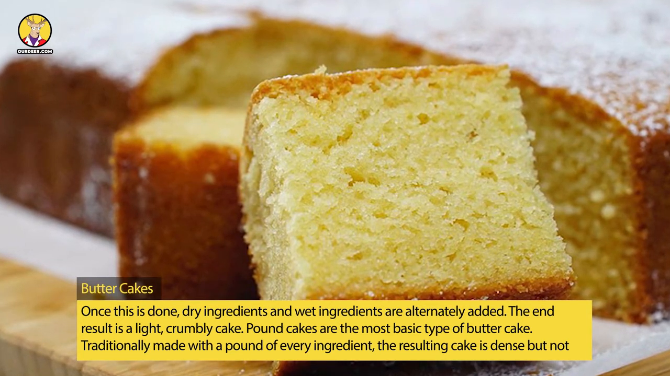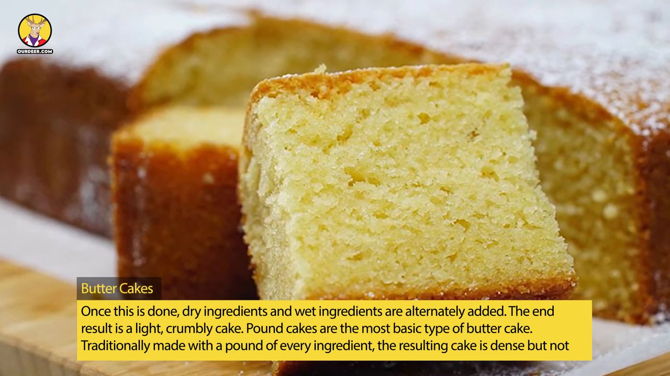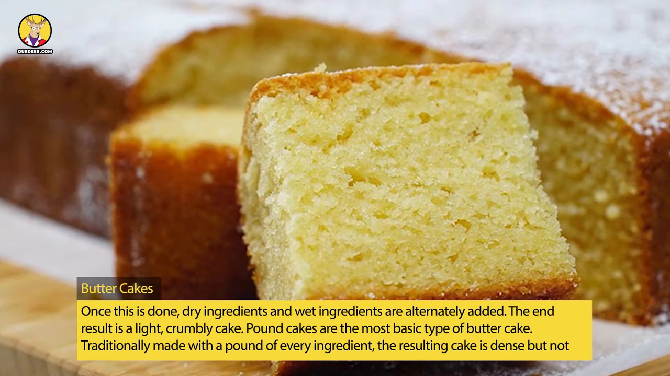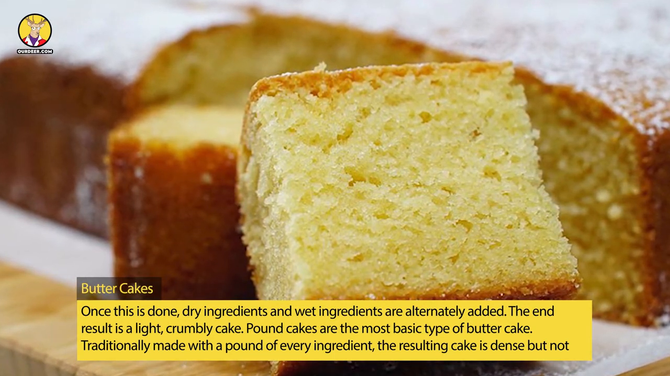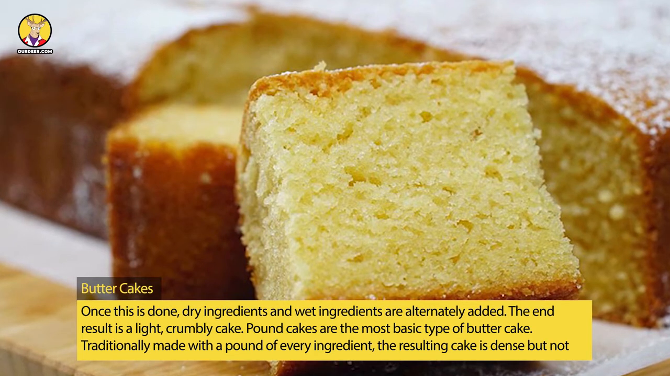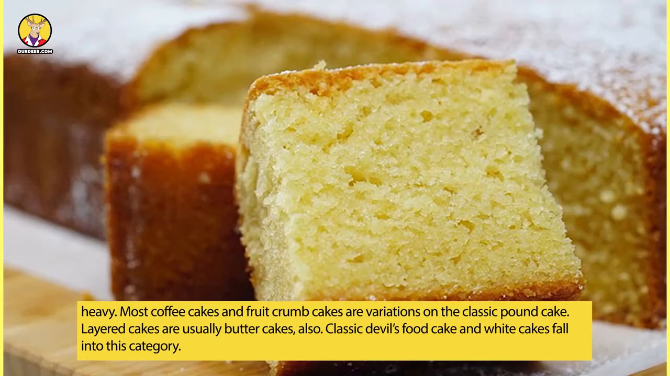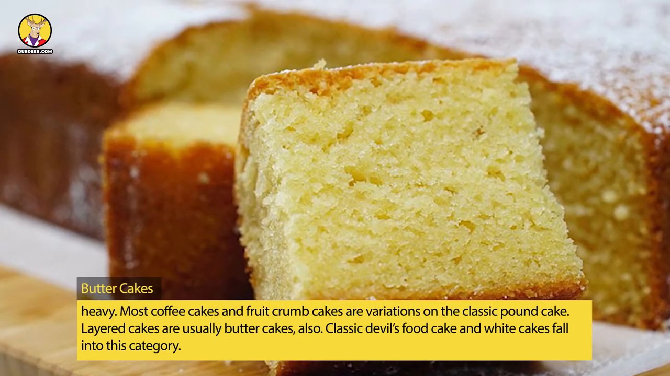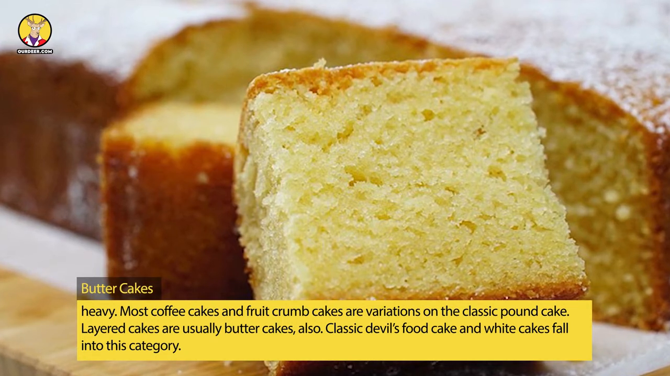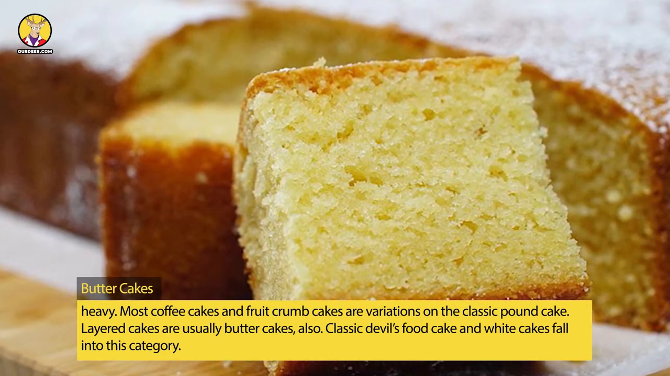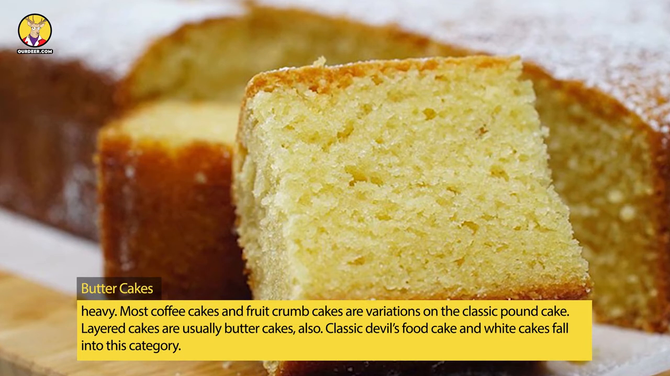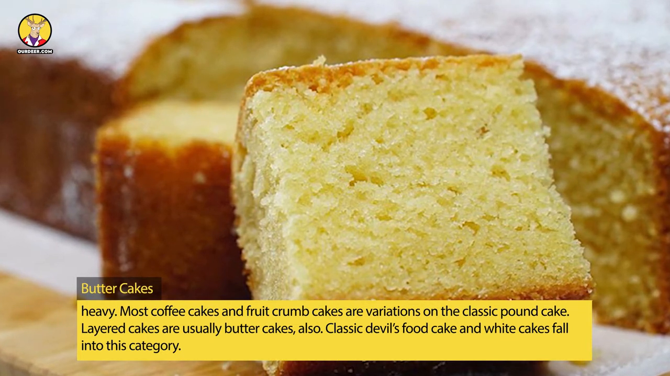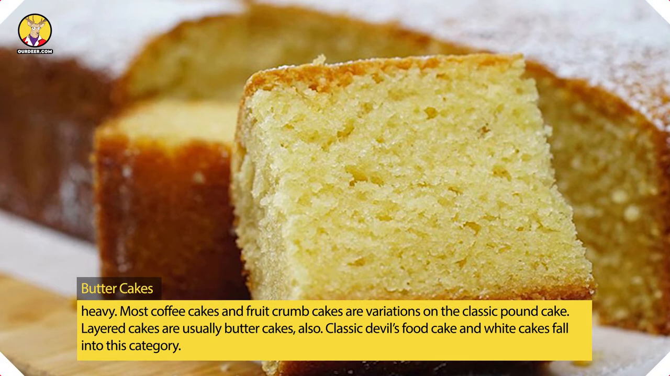Pound cakes are the most basic type of butter cake. Traditionally made with a pound of every ingredient, butter, sugar, flour, and eggs, the resulting cake is dense but not heavy. Most coffee cakes and fruit crumb cakes are variations on the classic pound cake. Layered cakes are usually butter cakes. Also, classic devil's food cake and white cakes fall into this category.